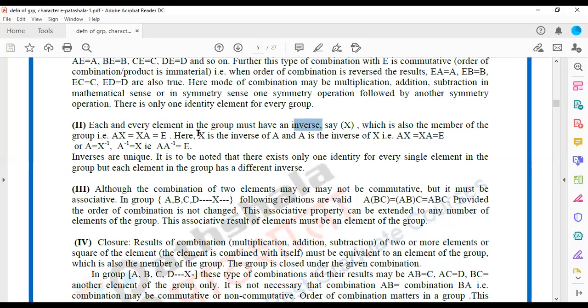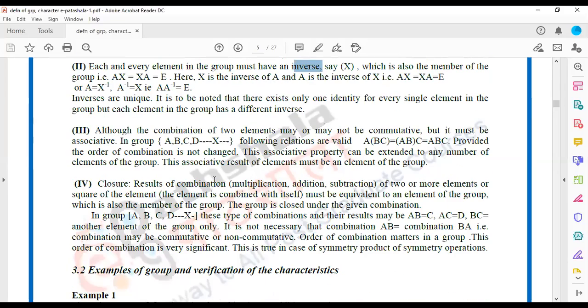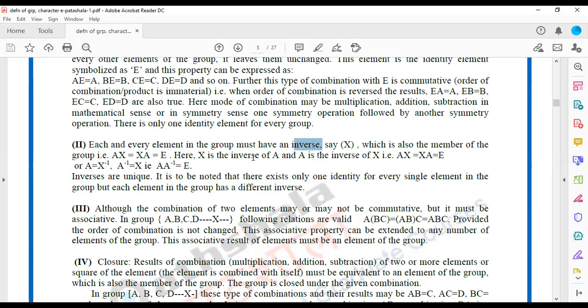Where X is the inverse of A and A is the inverse of X, I can represent this as A is equal to inverse of X and X is nothing but inverse of A. So A into A inverse, if I put X as A inverse, and put these two also, I will have the same identity, that is E. So this is the inverse rule. First one was the identity rule, second one is the inverse rule.